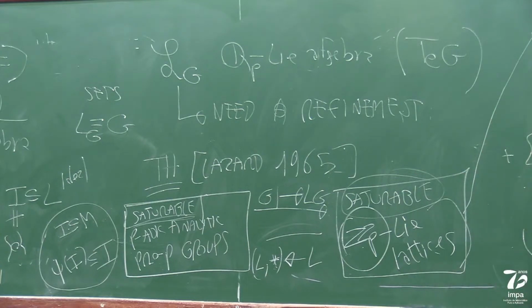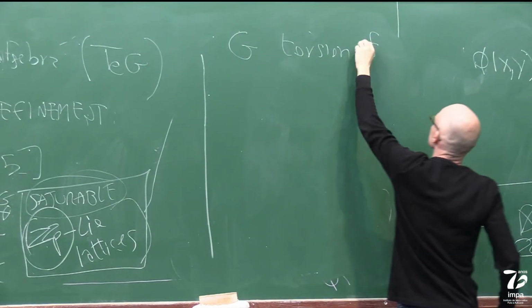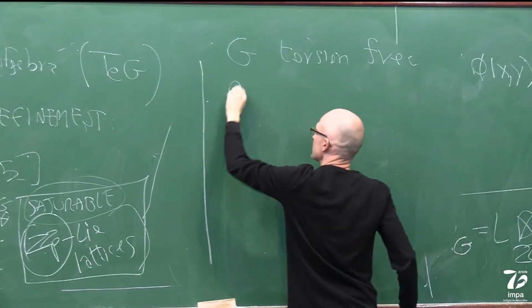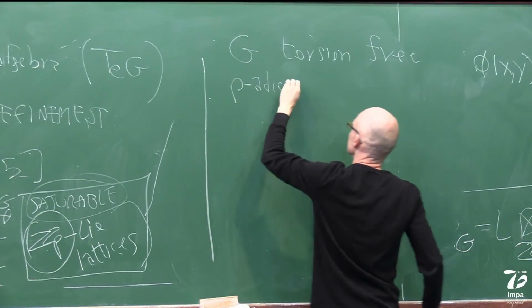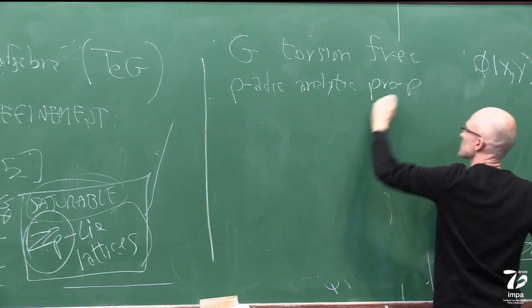It's confusing. Yeah, and so what I will put here on the board, the hypothesis that I will keep for the rest of the talk. So I take here, and then we will make a slight comment. We take G, torsion free, p-adic analytic, pro-P group.